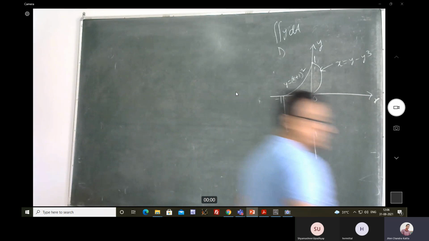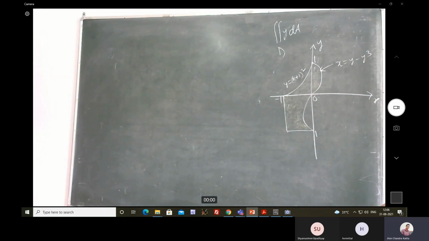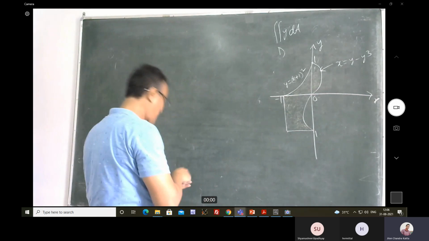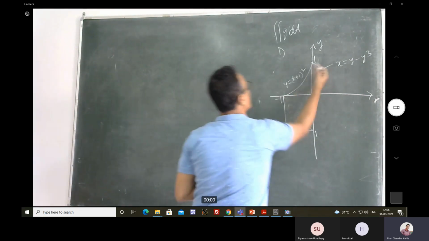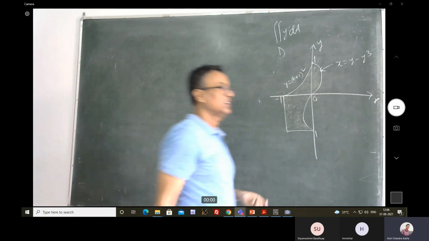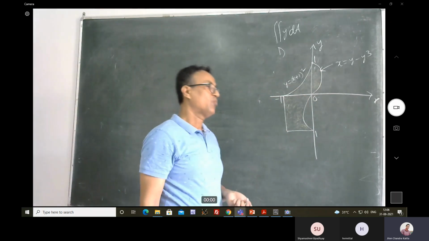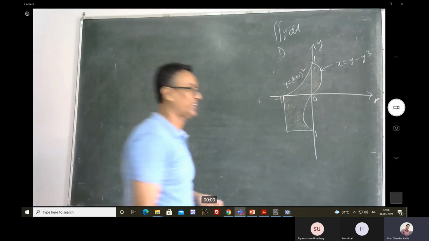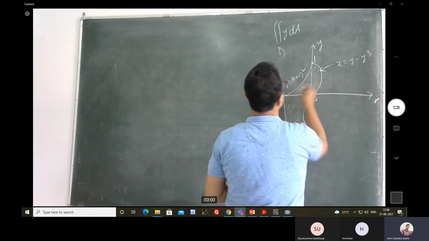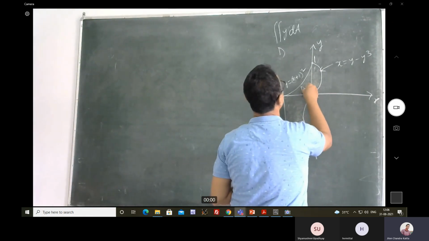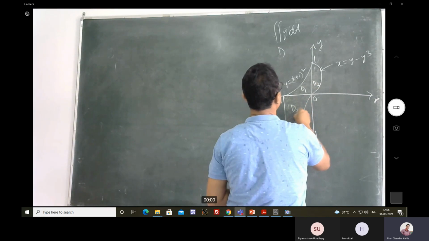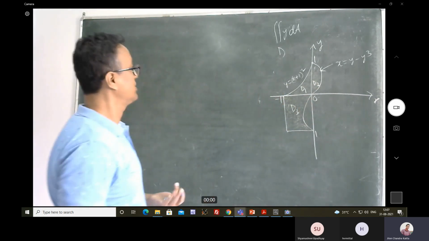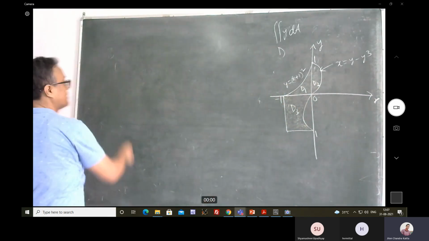Am I still on or not? Yeah, I guess I'm still on. Okay. See, now obviously the whole domain D is not of type 1 or type 2. But what I can do, I can convert it into 3 domains, D1, D2, and D3. So now let us concentrate on D1.